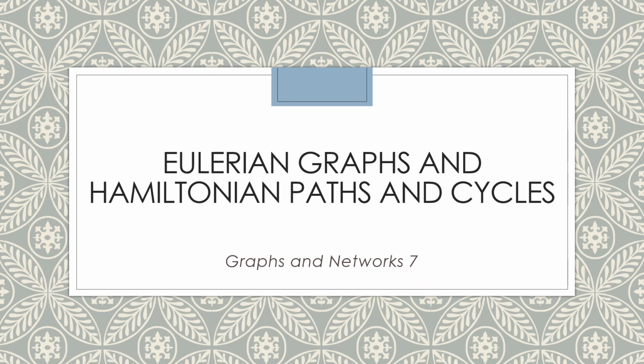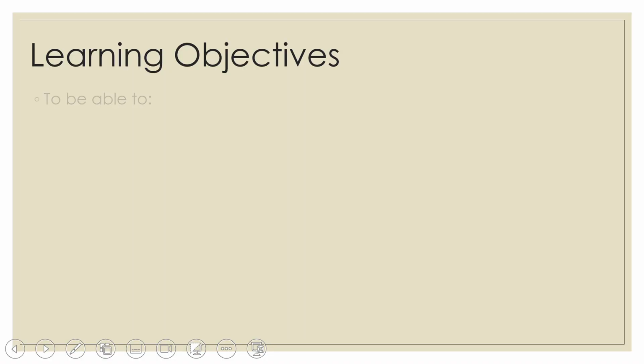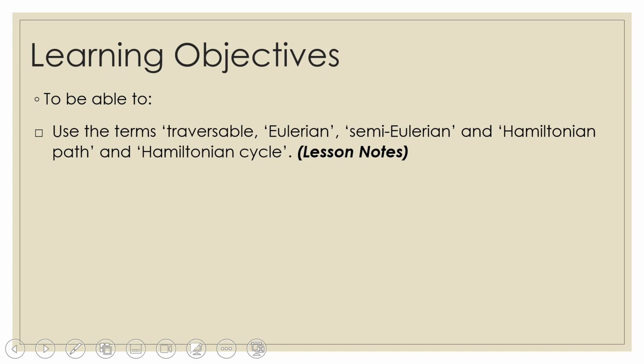Eulerian and Hamiltonian paths and cycles. Okay, so let's get started here. Objectives. Use the terms traversable, Eulerian, semi-Eulerian, Hamiltonian, and Hamiltonian cycle.